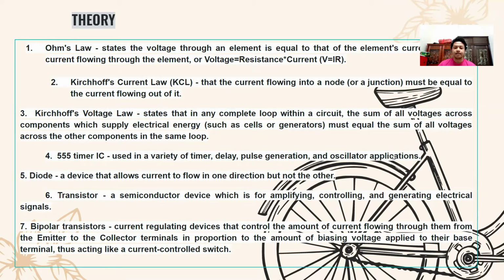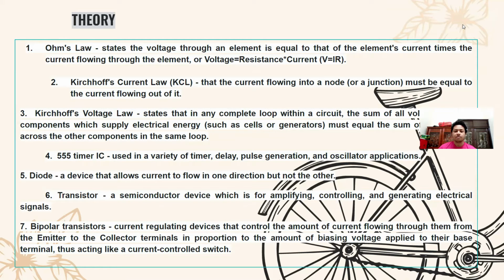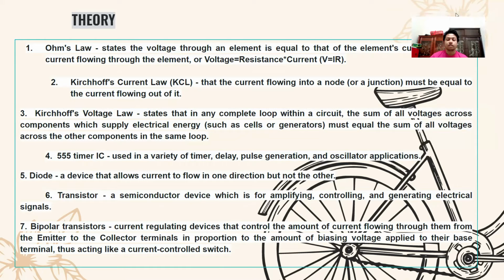It states that the current flowing into a node or a junction must be equal to the current flowing out of it. And the third one is Kirchhoff's voltage law, which states that in any complete loop within a circuit, the sum of all the voltages across components which supply electrical energy, such as cells or generators, must equal the sum of all the voltages across the other components in the same loop.